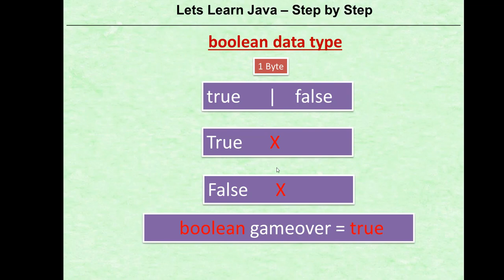So hope it clears. Boolean you could use for checking if the state of something is on or not on, and it's a one byte variable, and this is how you declare a boolean variable.